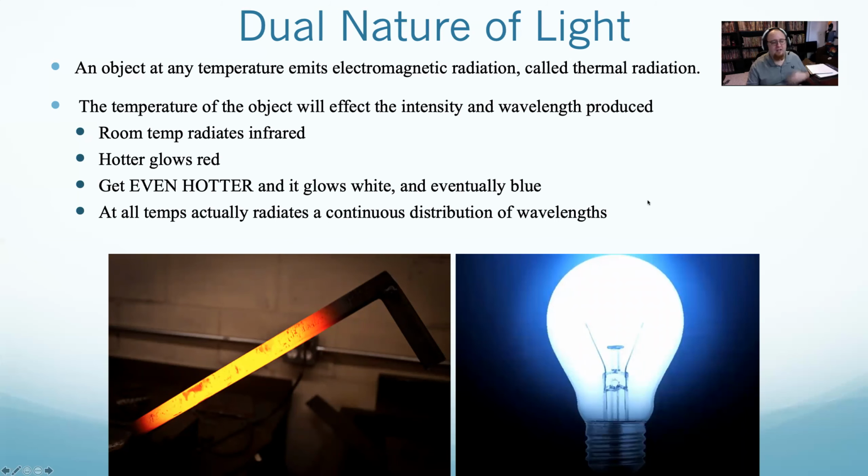Now, in reality, all things of any temperature produce all wavelengths. It's just, you know, this guy's producing so little in the visible, you don't notice it. This red hot thing is producing a little bit of blue, but it's only a little bit of blue. It's mostly in the red range. This white light is producing all of the visible wavelengths, and so you're seeing it like that.